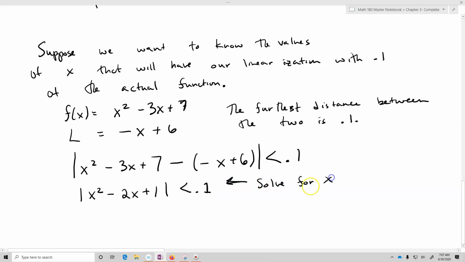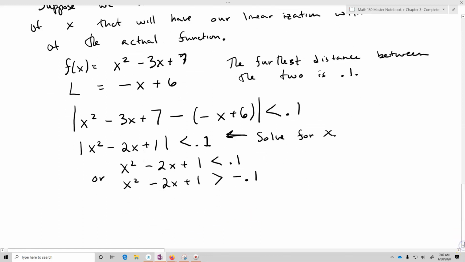Basically what that would mean is x squared minus 2x plus 1 is less than 0.1, or x squared minus 2x plus 1 is greater than negative 0.1, okay? And that's all we'd have to do. We'd go solve that. Or we could do this by graphing. This, of course, is going to give us an estimate or a really good guess.